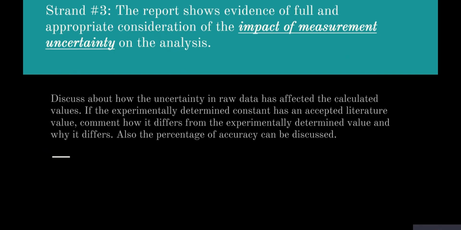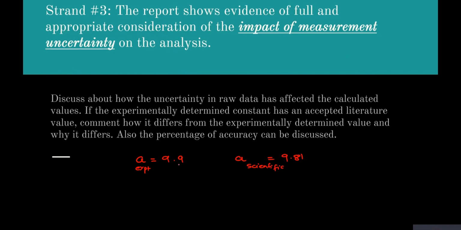In certain cases, the experimentally determined constant has an accepted scientific value. In that case, compare them, and also the percentage of deviation can be calculated using an equation. Now, for example, we got A as 9.9 from the experiment. So A from the experiment. Now, A accepted, that is the scientific or literature value, is 9.81.